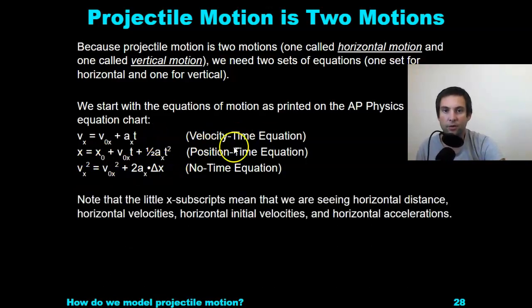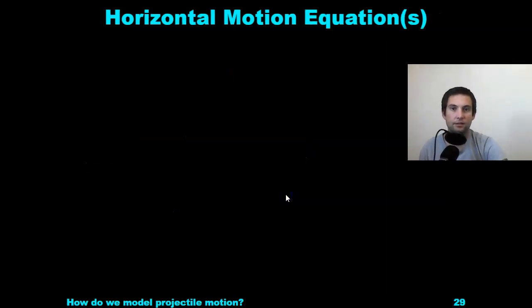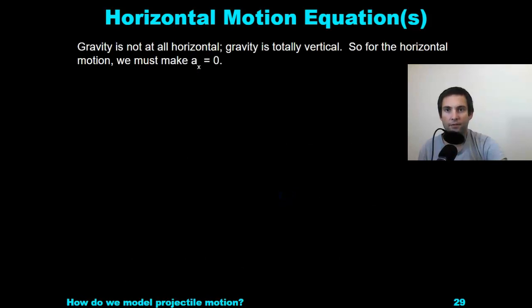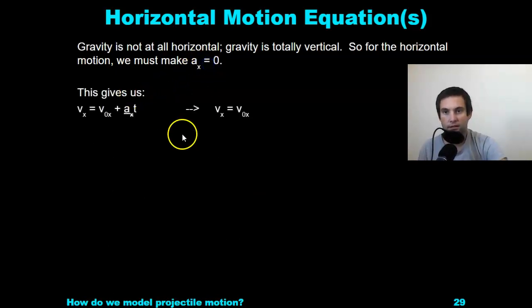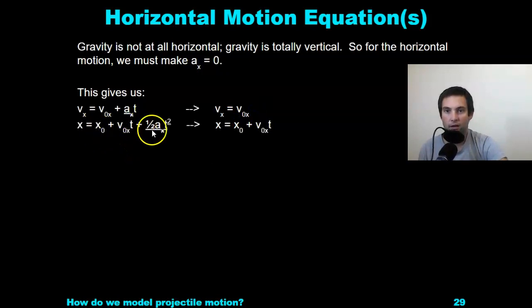We've got our velocity-time equation, position-time equation, and the time-independent equation. Note that the little x subscripts mean we're seeing horizontal distances, horizontal velocities, horizontal initial velocities, and horizontal accelerations. Gravity is not at all horizontal. Gravity is totally vertical. So for horizontal motion, we make a_x equal to 0. That gives us all of that junk goes to 0. So we're left with the final velocity equals the initial velocity in the x. All of this goes to 0 if a is 0.